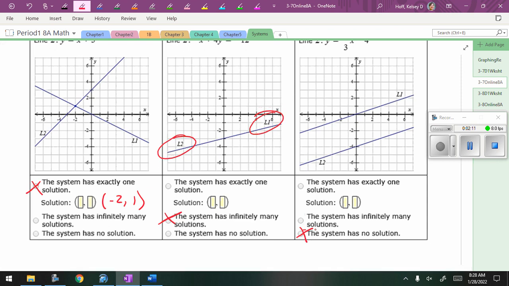Parallel lines. When you have a problem like this on your online today, are you going to have to write anything down for me? No, there's no work to show on this. You're just looking: if they cross, it's one. If there's only one line, it's infinite. If there's two lines that never cross, there's no solution.